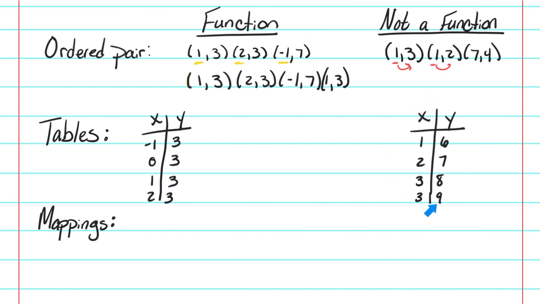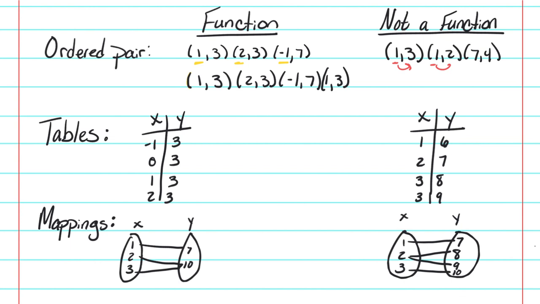An example of not a function when it comes to a table. So 1, 2 gives me 7, 3 gives me 8, 3 gives me 9. I don't want to hit number 3 on the Coke machine, get a Coke the first time, and if I hit 3 again, this time I get a Sprite. Nope, that is not a function on a table. So that's what you're going to pay attention to.